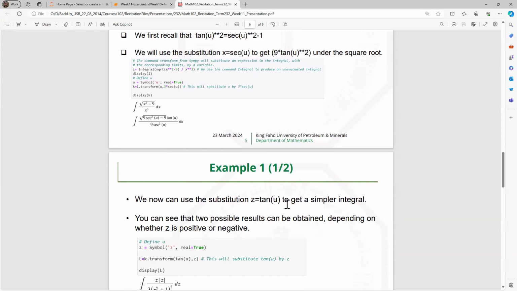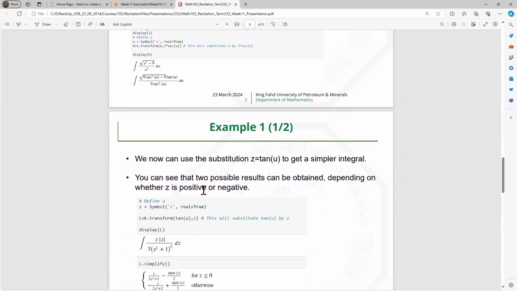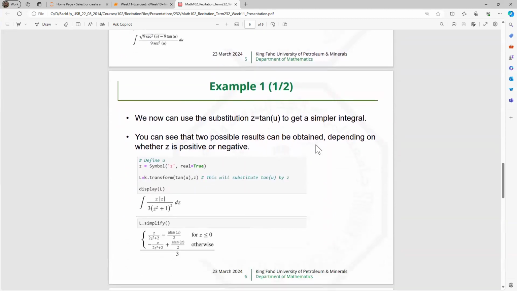Now we can use the substitution z equals tan u to get a simpler integral. You can see that two possible results can be obtained, depending on whether z is positive or negative. So we'll define z as tan u. Tan u will be replaced by z, and we have a new third integral after transforming k again using this substitution. So this is our integral L now.